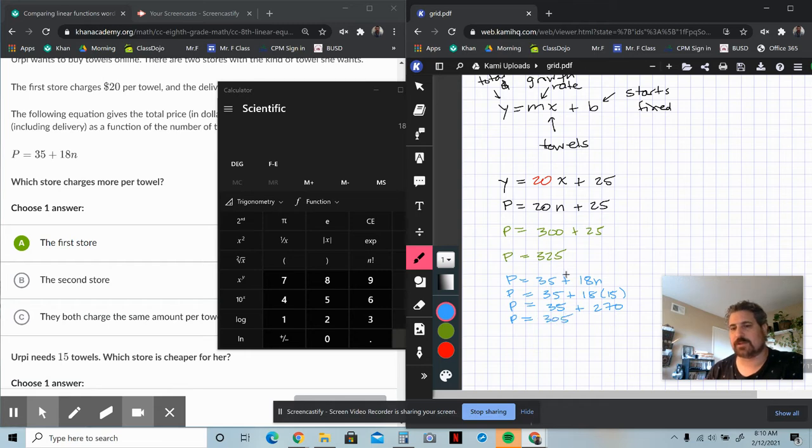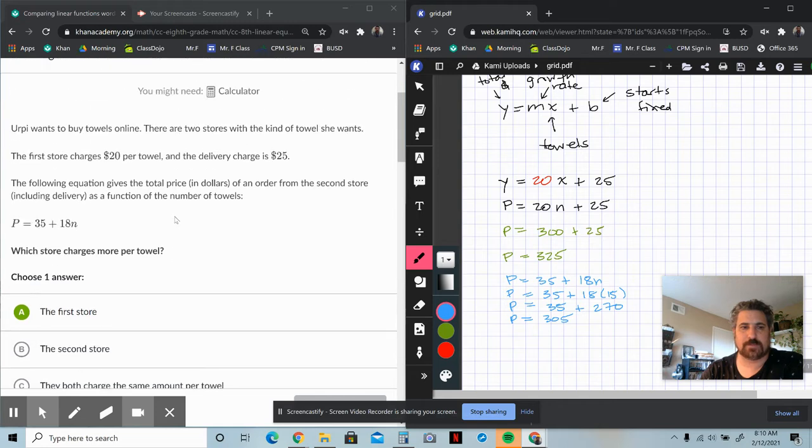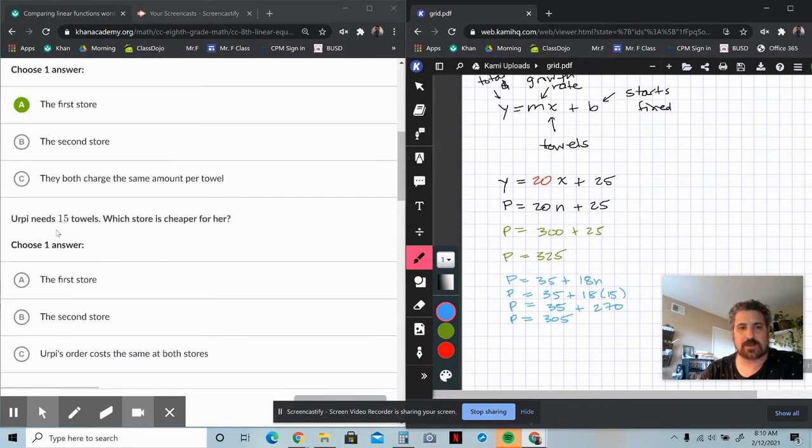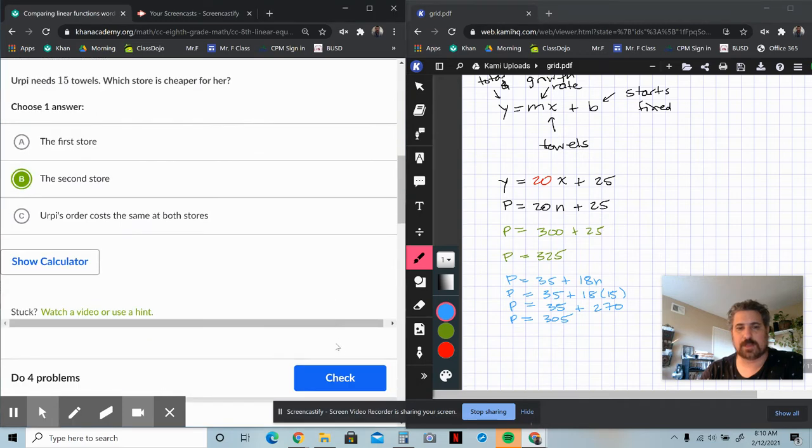The blue is obviously cheaper than the green. So we can see that in this case, store 2 is cheaper than store 1. So it says Erpy needs 15 towels. Which store is going to be cheaper? Store 2 is going to be cheaper. And that's it.